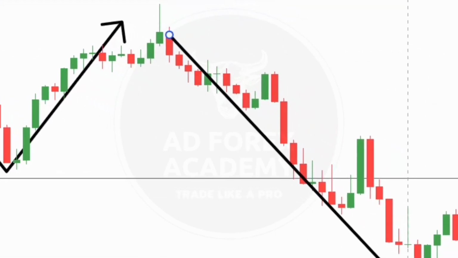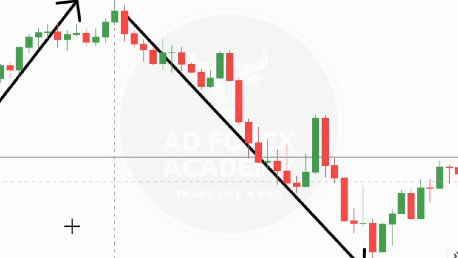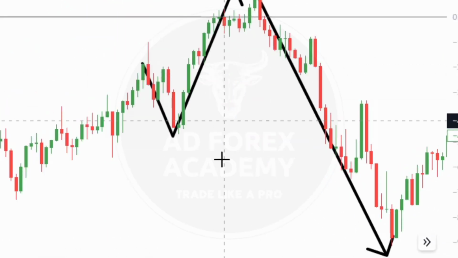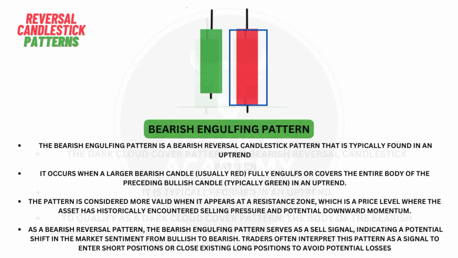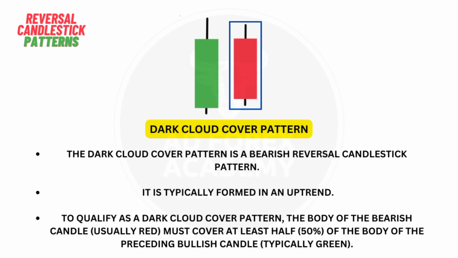As a trader, you may consider taking a short position at this point to capitalize on the expected price drop. Now, moving on to the dark cloud pattern, which bears some similarity to the bearish engulfing pattern. In the dark cloud pattern, the red candle covers at least 50% of the preceding green candle during an uptrend. This particular pattern is a bearish reversal signal indicating a potential shift to a downtrend.